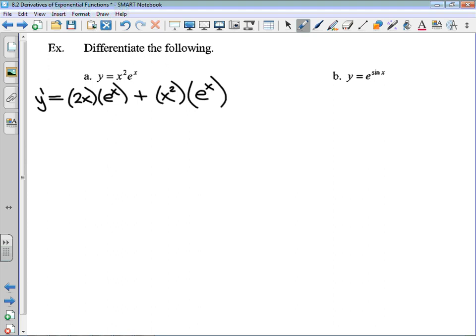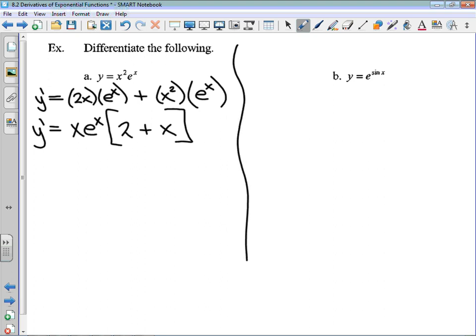Now, sooner or later, you're going to have to clean these up. And for this particular example, what I could do is factor out an x times e to the x, and that would leave me with a 2 plus x. And that would be the simplest version of the derivative there. All right, in B, a lot of Euler's number on this page, so I'm going to probably make the mistake more than once. In B, to find y prime, this is that example that I put on the previous page.